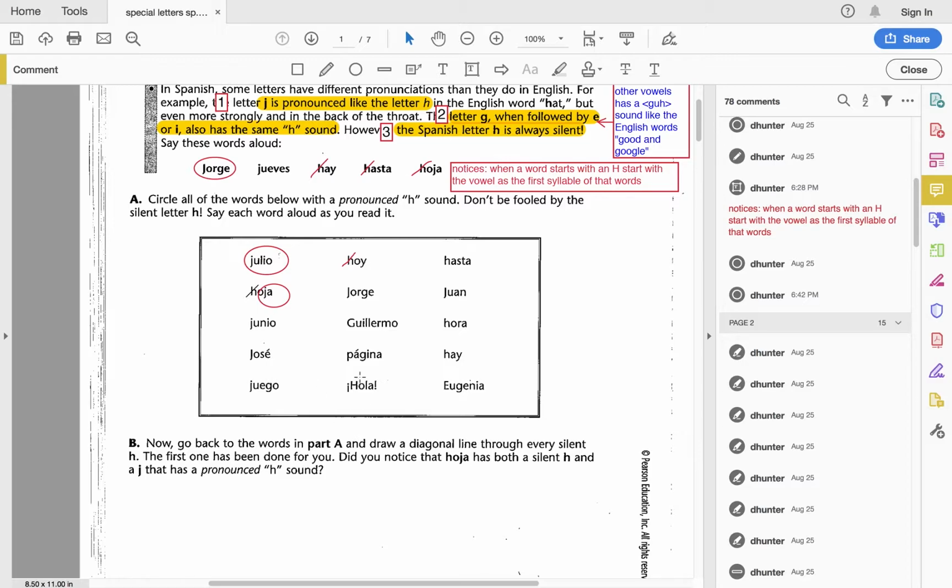So again, make sure you're recognizing all of the combinations, first circling the words that have that H pronounced, and second, going through and crossing out all those false H sounds, meaning find all of those silent H's and cross them out.